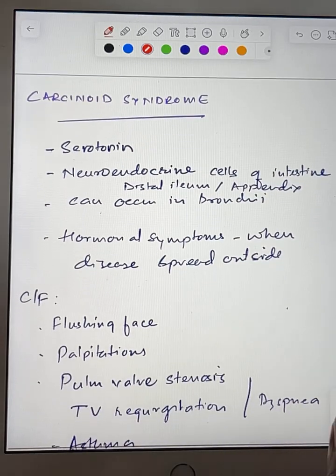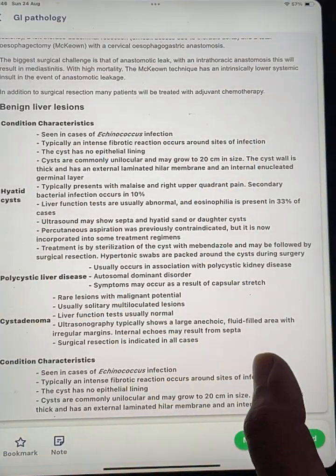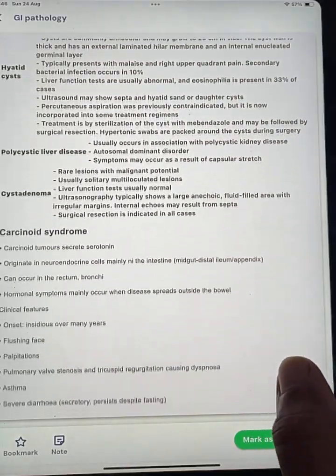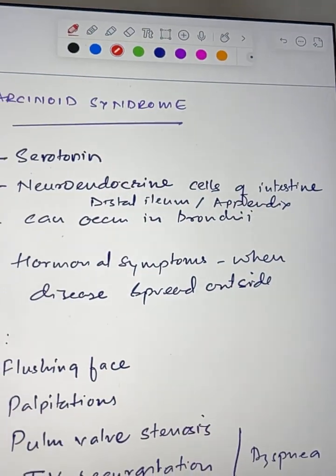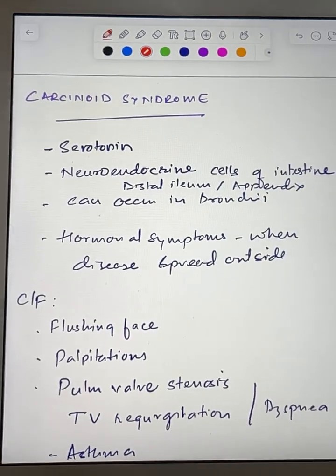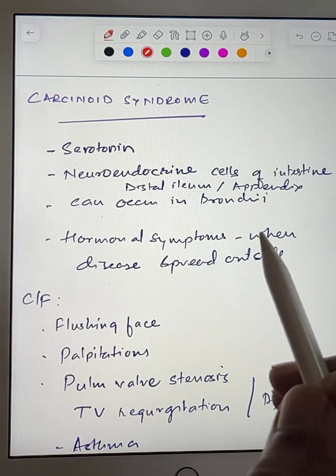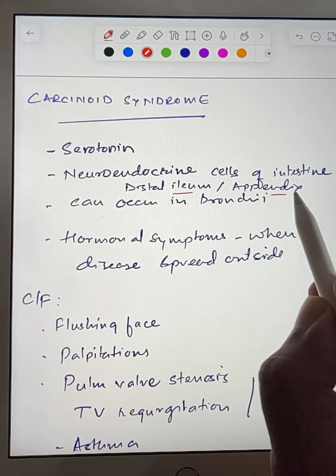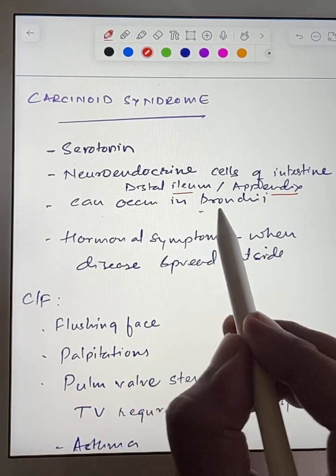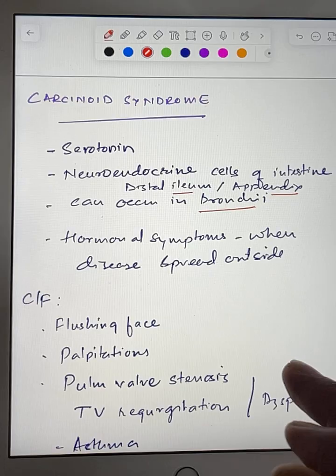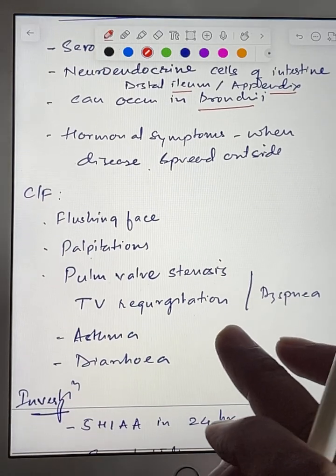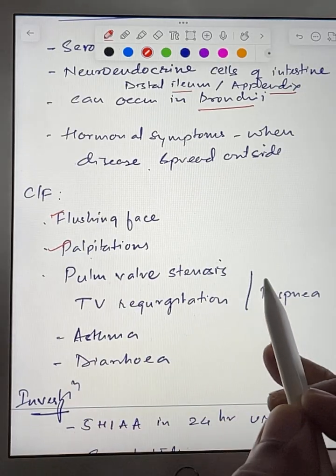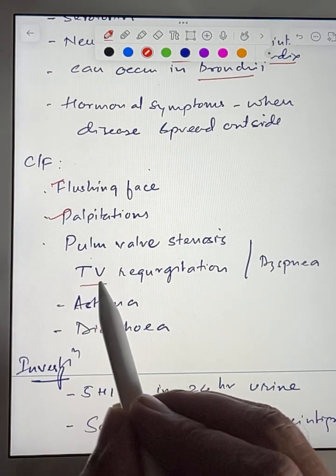Carcinoid tumors. Carcinoid syndrome is basically because of increased serotonin level. They arise from neuroendocrine cells of the intestine, distal ileum, appendix, and can occur in the bronchi. Hormone symptoms appear when the disease spreads outside. What are the symptoms? There is flushing of the face, palpitations, pulmonary valve stenosis and regurgitation.